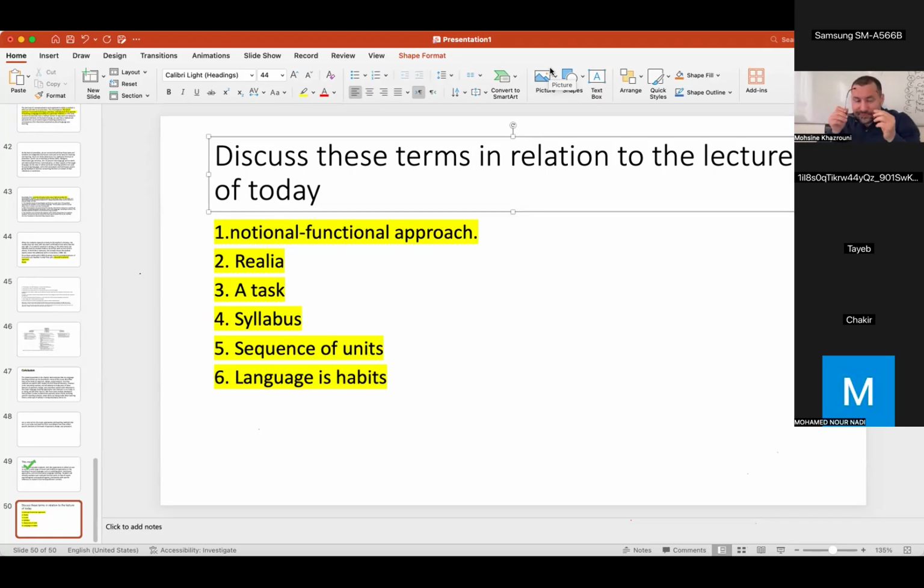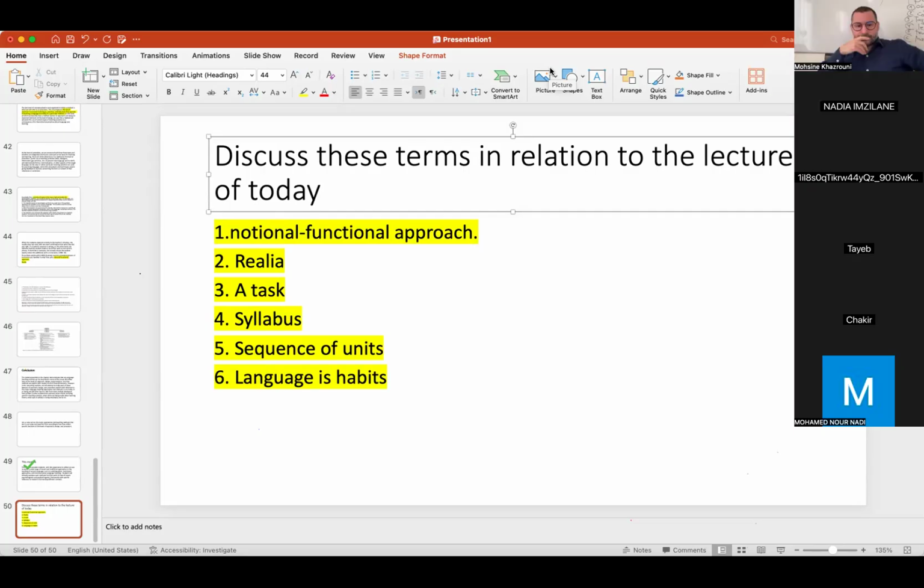Can I go for number 5? Yes, Farah. I think that sequence of units is more related to structuralism. Okay. How? It views language as a structural system composed of interconnected elements that encode meaning, and the sequence of units means that each level leads to another. For example, phonology leads to morphology, and morphology leads to syntax.